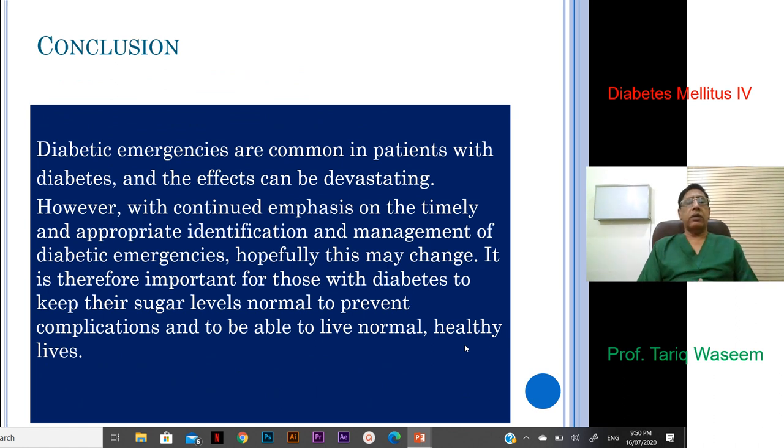So in conclusion, diabetic emergencies are common in patients with diabetes. Their effects can be devastating. However, with continued emphasis on the timely and appropriate identification and management of diabetic emergencies, hopefully this may change. It is therefore important for those with diabetes to keep their sugar levels normal, to prevent complications and to be able to live normal healthy lives.